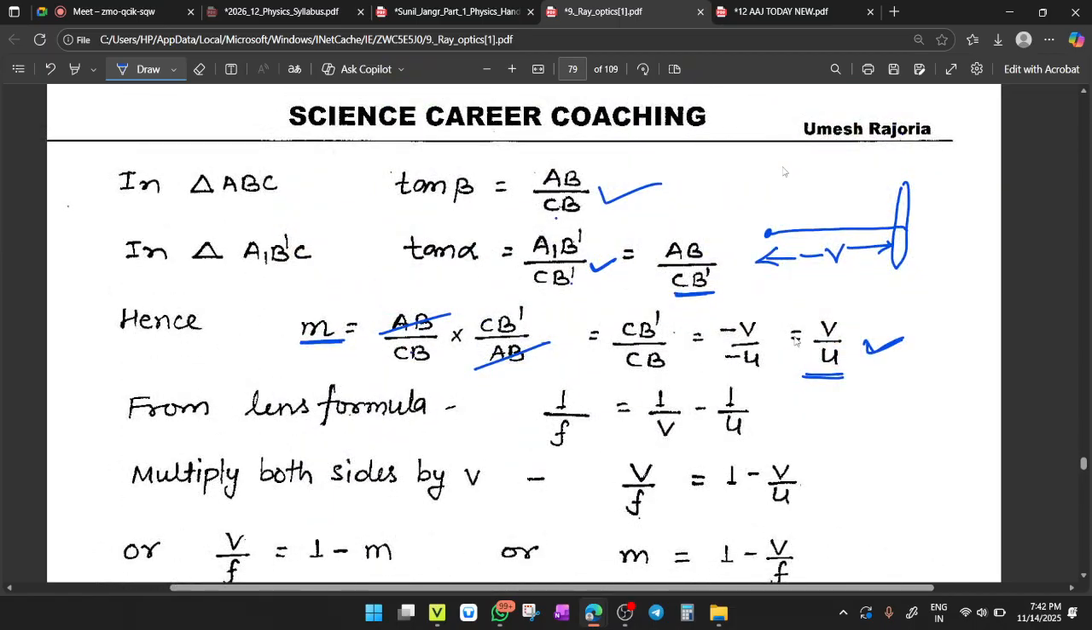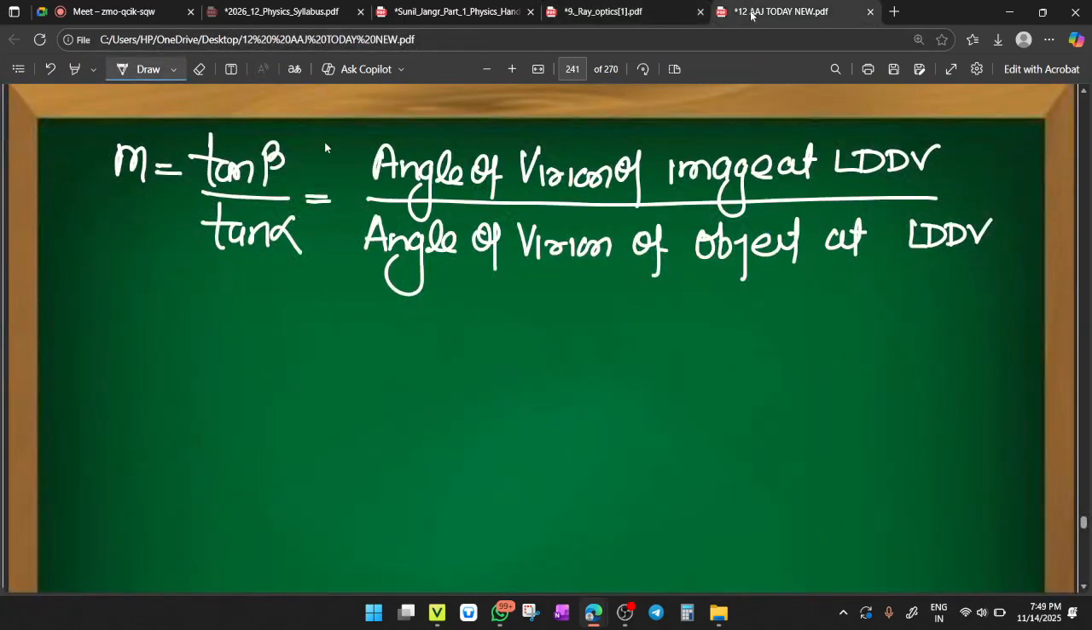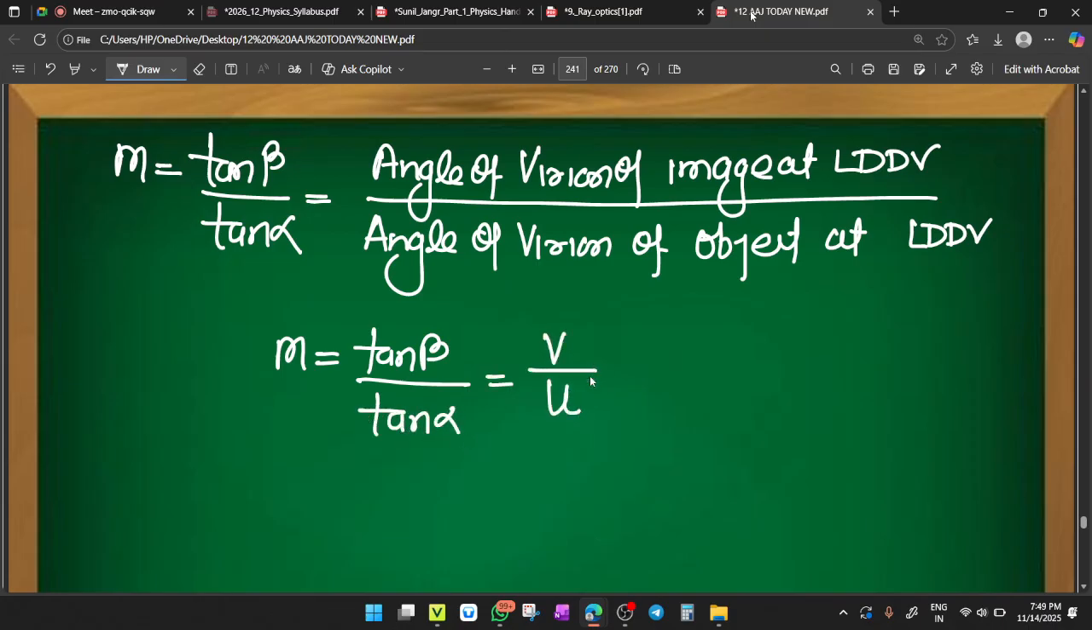So M equals V by U. Note it down. We have got the relation M equals V by U. M equals 10 beta upon 10 alpha equals V upon U.